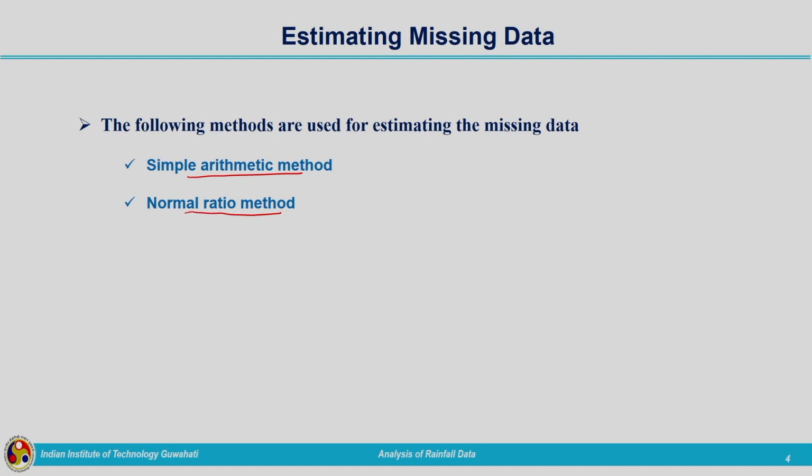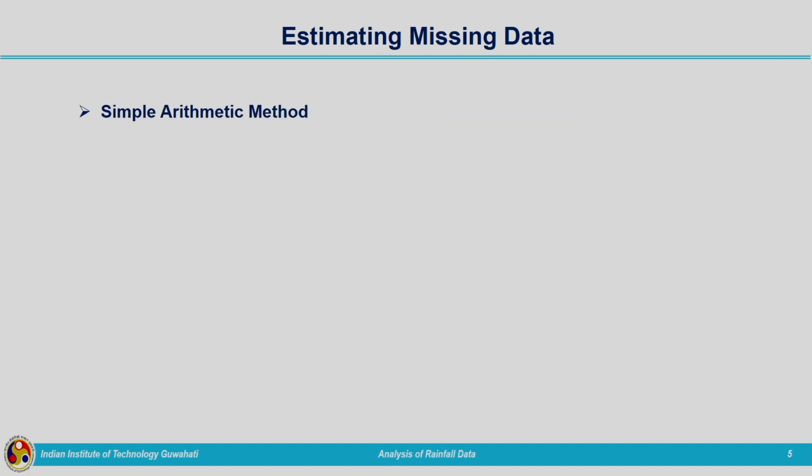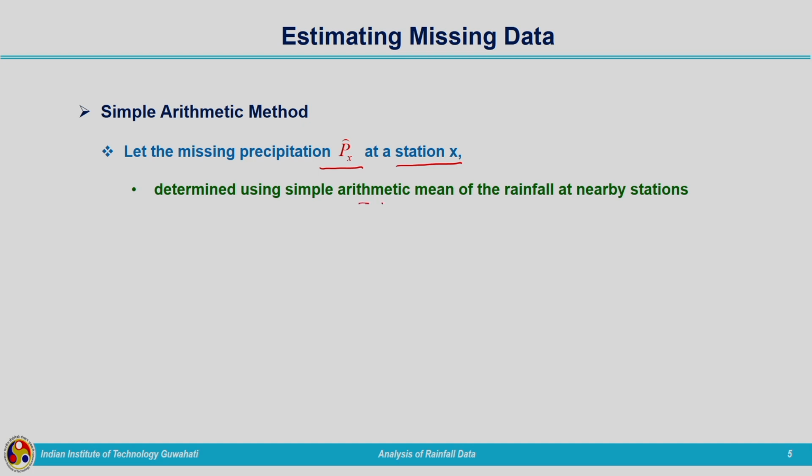Simple arithmetic, as the name itself makes clear, is just averaging the data from the neighboring stations. The second one is a method used only for rainfall analysis, the normal ratio method. Let us see the simple arithmetic method first. We assume the missing precipitation at station x to be Px, where the data points are missing, and it is determined using the simple arithmetic mean of the rainfall at nearby stations. We collect the data from the nearby stations, take the simple arithmetic average, and that is considered as the missing data at station x.